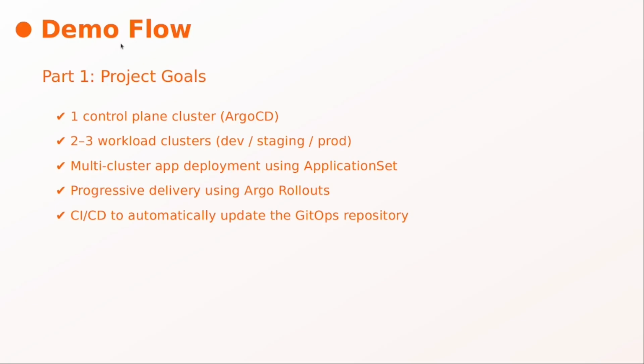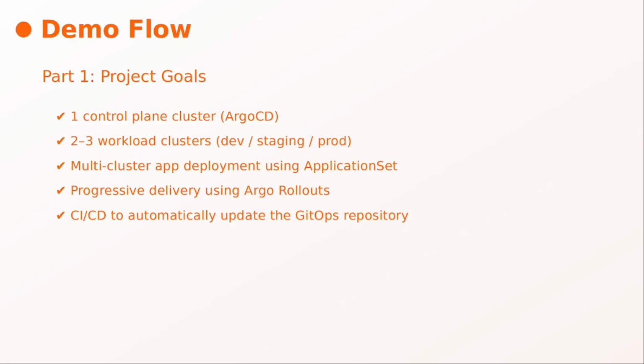Demo flow. This project is designed to guide you through building a real-world production-style DevOps platform using Kubernetes, GitOps, and modern CI/CD practice. The goal is not only to deploy applications, but to create a system that is scalable, automated, and easy to manage across multiple environments.